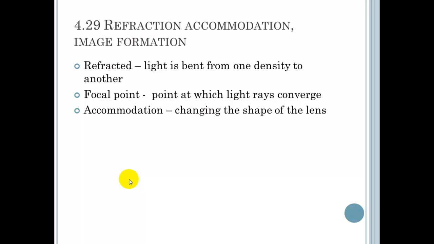Refraction, accommodation, and image formation. Three terms here. Refraction: light is bent from one density to another. The next term is focal point, a point at which the light rays converge. And last but not least is accommodation, and this is the changing in the shape of the lens.